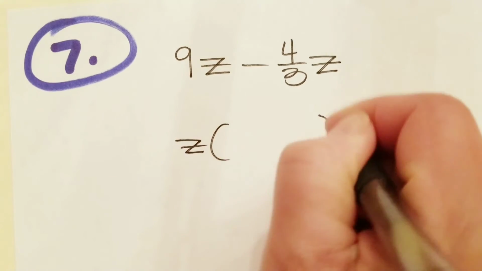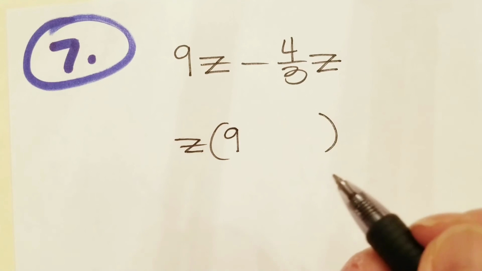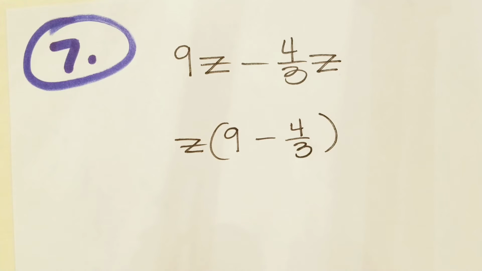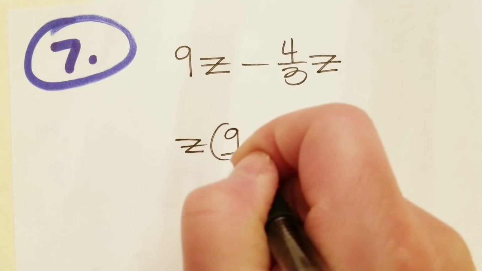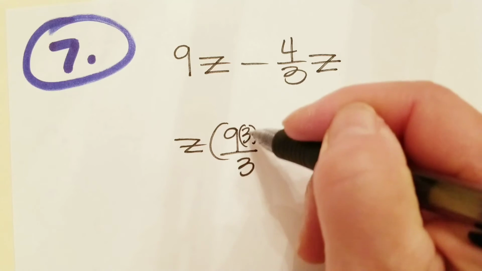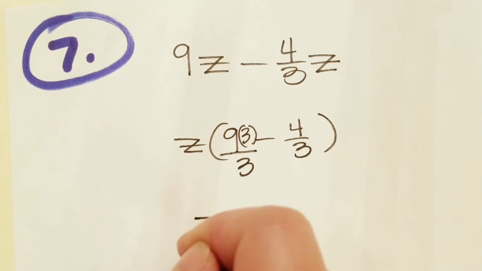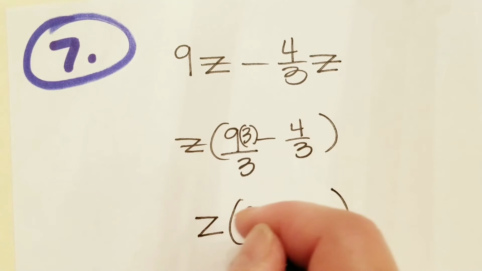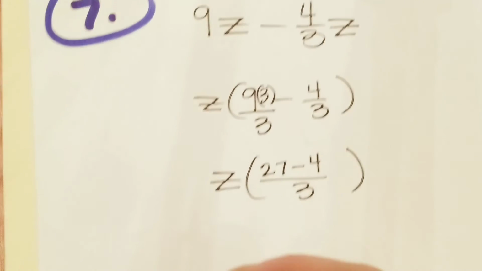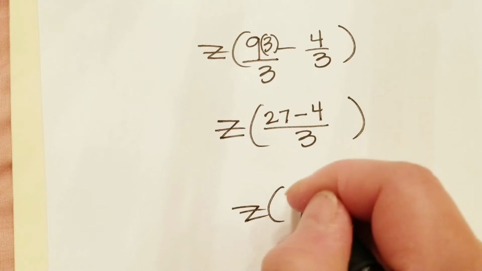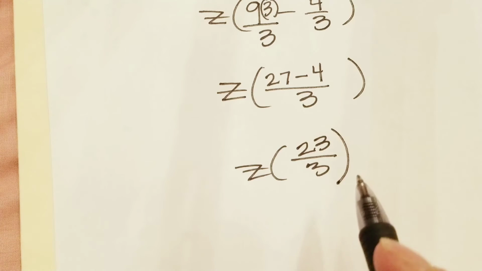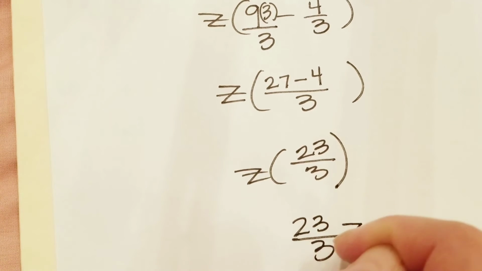So I'm going to pull that out, and I'm going to write the coefficients or the numbers in my parentheses. Okay, I notice that I need a common denominator of 3. So I'm going to write my common denominator of 3, and I'm also going to put it in the numerator spot. Again, 3 divided by 3 is 1, so I'm not changing my 9. 9 times 3 is 27 minus 4 divided by my common denominator of 3. 27 minus 4 is 23. And to write this in proper form, 23/3 z.